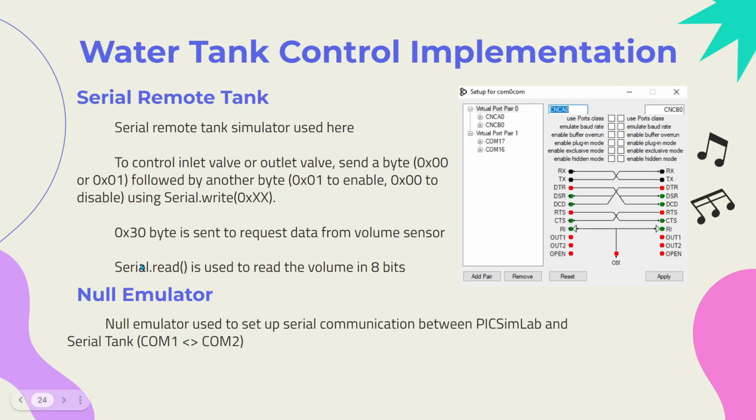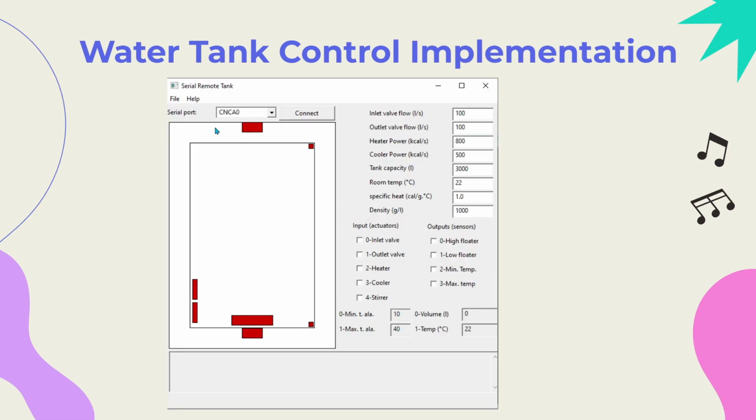So next one is serial read. This is going to read the value, like volume, from the serial tank. Usually it will read 4 bits at a time, which is the high and low, like the MSB 4 bits and the LSB 4 bits. We need to read it twice and then merge it. Next is our serial remote tank simulator. Here we need to connect it with COM2.